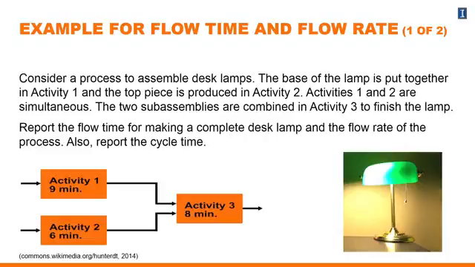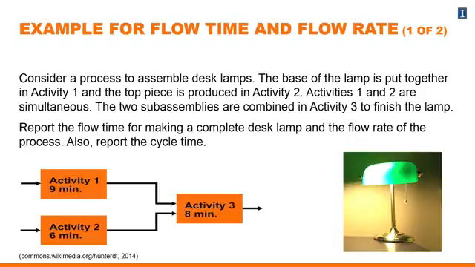And we have the times that it takes for each activity to be completed. And just to be more precise on this, we say that there is one person working at each of these activities, right? So each of these activities has either one person or one machine, whatever the case may be. But it's one resource that's working at each of these activities. And what we're being asked to do here is to think of the 3 metrics that we just talked about. So you can report the flow time for the whole complete desk lamp being readied. You can report the flow rate of the process. And then we can also talk about how much inventory there would be in this process.